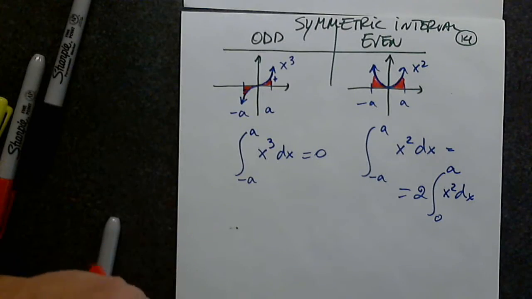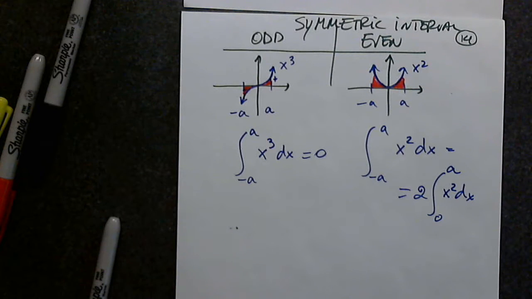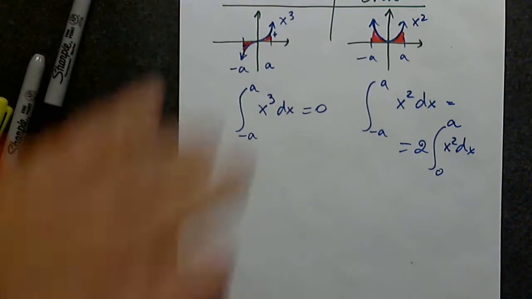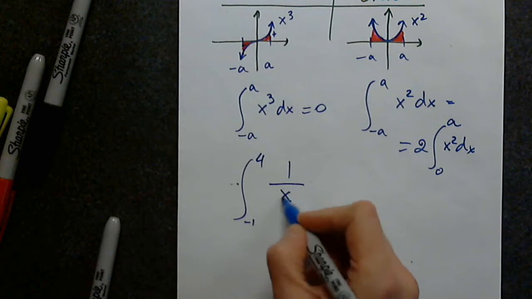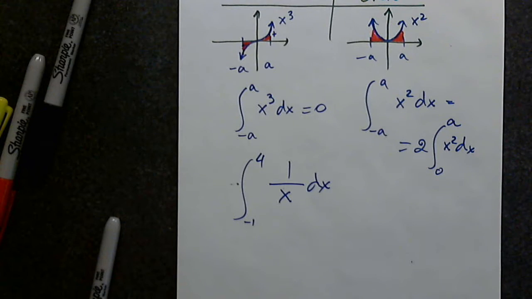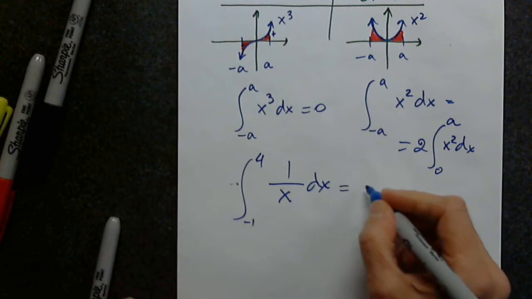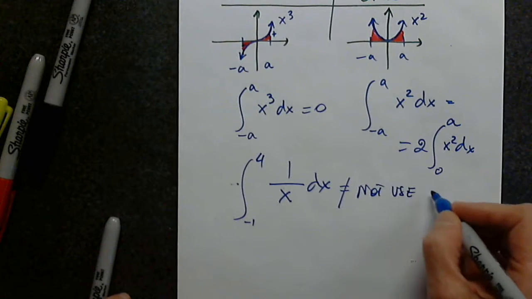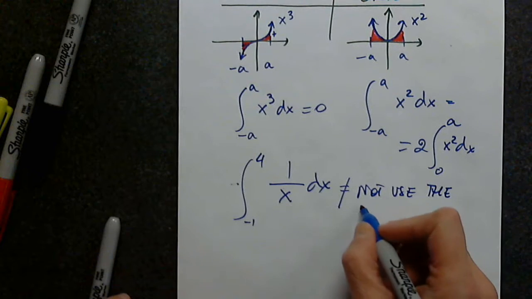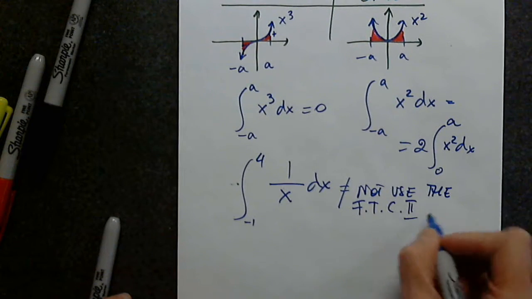Okay. Always, at any point in time when you calculate an integral, you must check that the function is continuous on that interval. So let's take a look. The integral from -1 to 4 of 1 over x dx. The answer is no. I cannot use the fundamental theorem of calculus on this one. For this one, I have to wait till Calc 2. Do not use the fundamental theorem of calculus part 2. Do not.